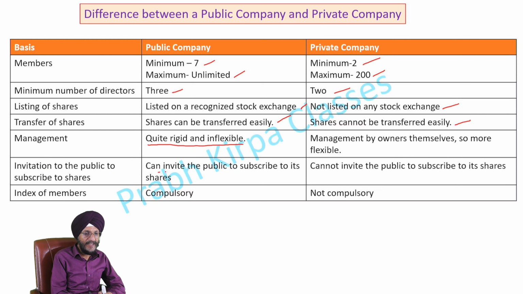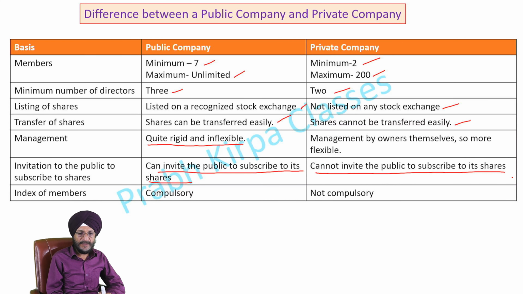Next, a public company can invite the public to subscribe to its shares, whereas a private company cannot invite the public to subscribe to its shares. Index of members is compulsory in the case of a public company, whereas in the case of a private company, index of members is not compulsory.